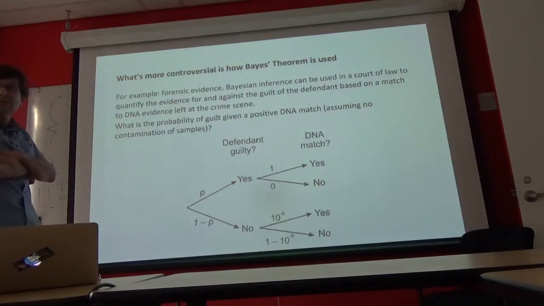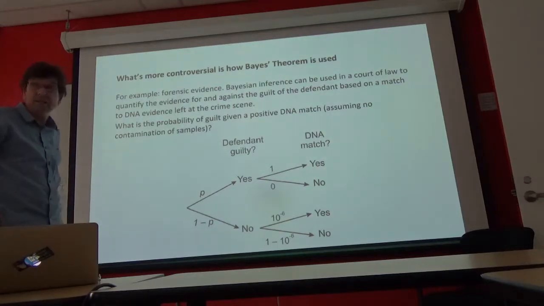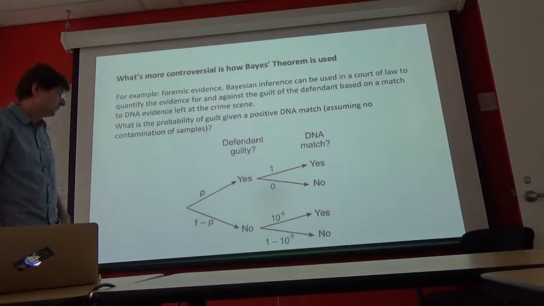So while Bayes' theorem is totally uncontroversial, what has been controversial is how Bayes' theorem is used. And here's an example. Bayesian inference can be used in a court of law to quantify evidence for and against the guilt of a defendant based on a match to the DNA evidence at the crime scene. The question that we're interested in is, what's the probability of guilt given a positive DNA match? And that involves an application of the same equation that I just showed you, Bayes' theorem.